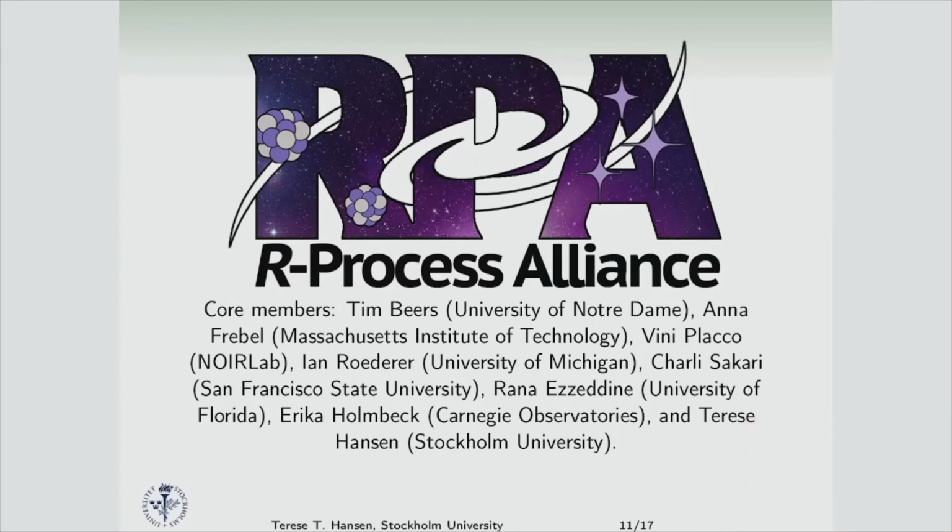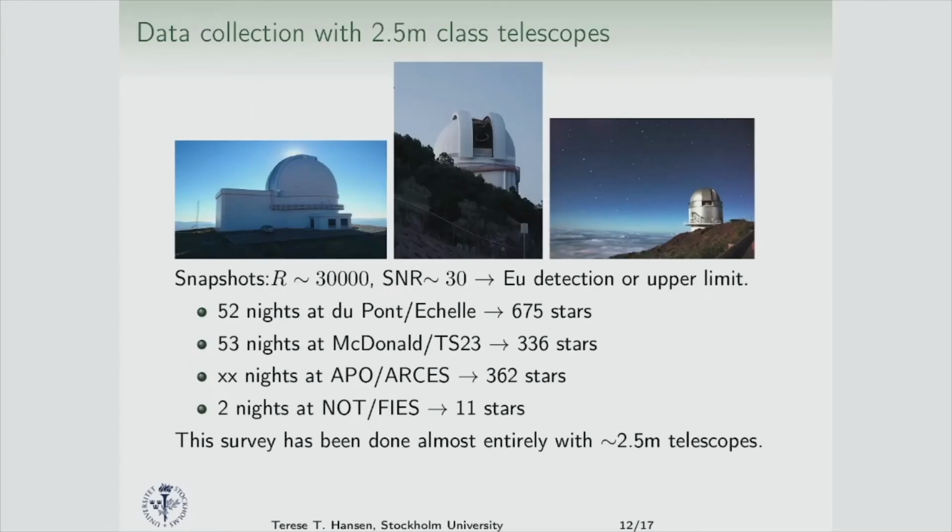And this is where the R process alliance comes in, which is a group of stellar spectroscopists, including me, who some years ago said, okay, let's find more of these R process enhanced stars. Before we started looking, we knew about 50 of them. But we started an extensive observational campaign to find more of them. I didn't update that, sorry. NOIRLab just joined this campaign last month with 11 stars.